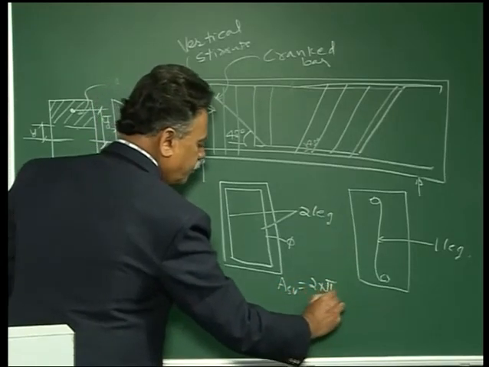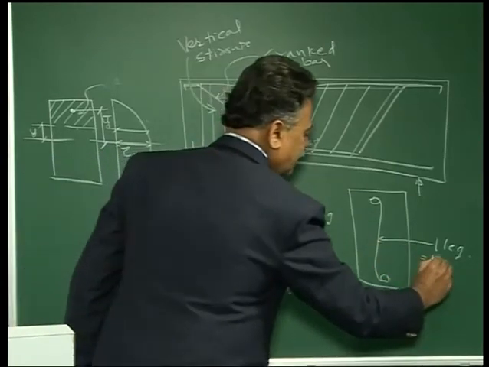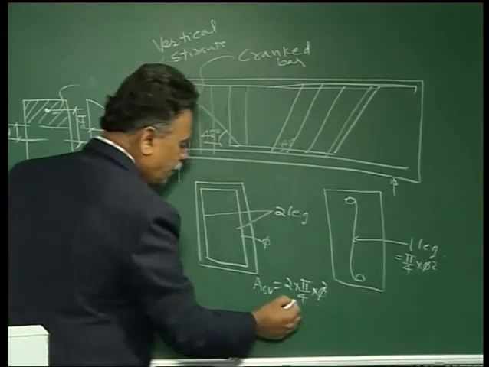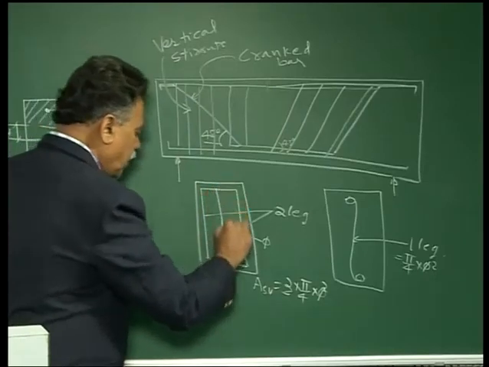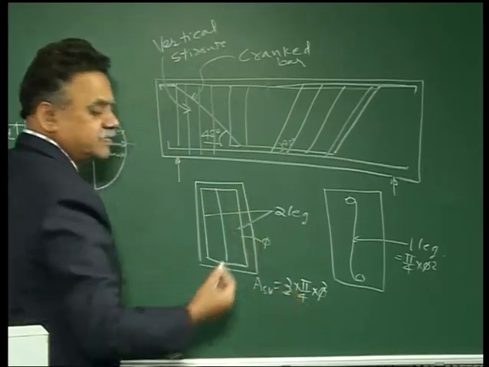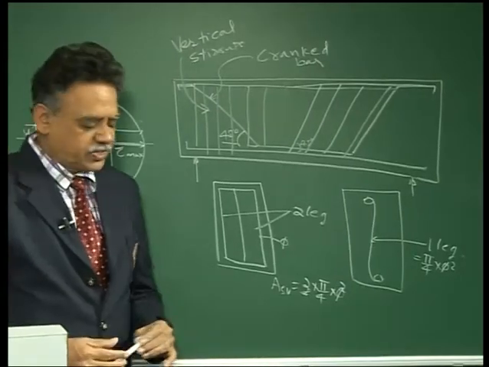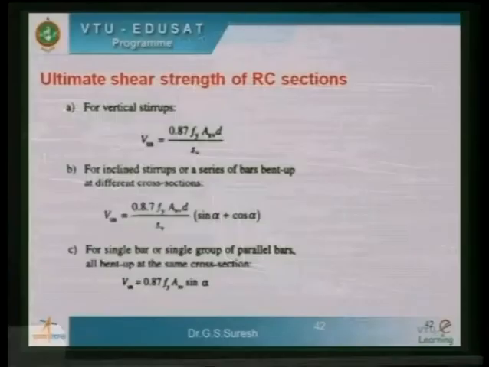times pi by 4 into dia square. Whereas for this, I calculate this as pi by 4 into dia square. Here I multiply by 2 because there are 2 legs. Suppose I introduce one more leg, then it becomes 3. Introduce 4 legs, it becomes 4. So, area of steel for the stirrup is calculated like this.